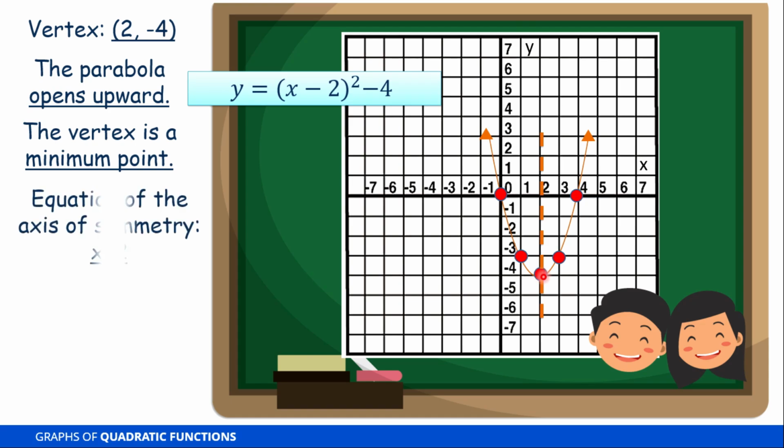So, yun ang gagamitin natin. We have x is equal to 2. Kasi ang equation ng axis of symmetry ay x is equal to h. So, kung ano yung ating x-coordinate sa vertex, yun ang ating gagamitin.